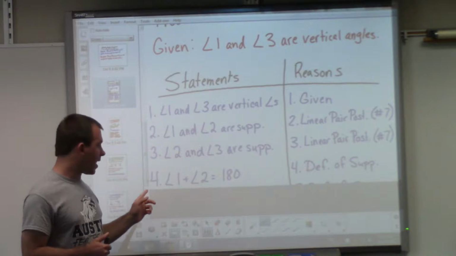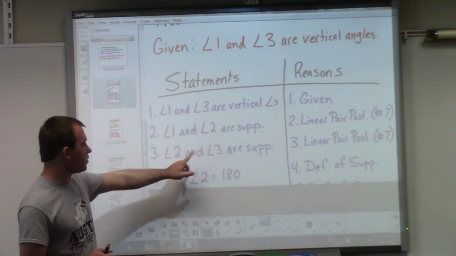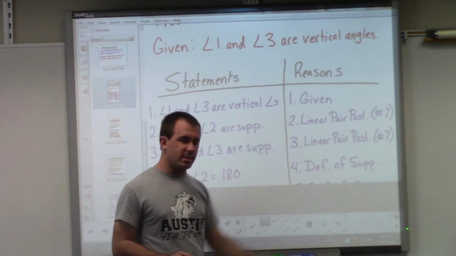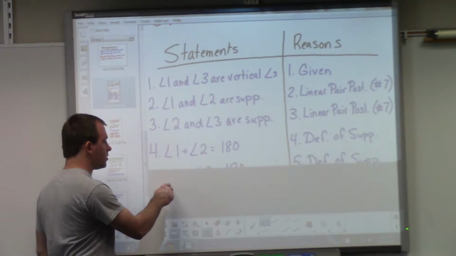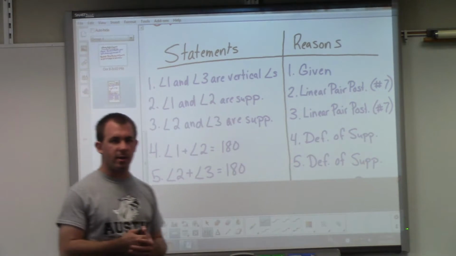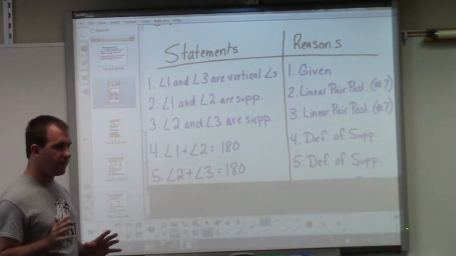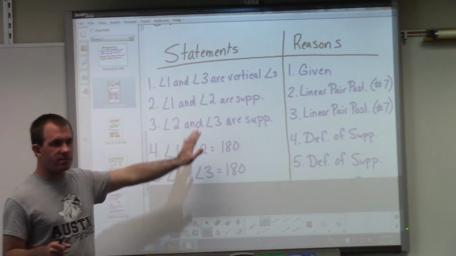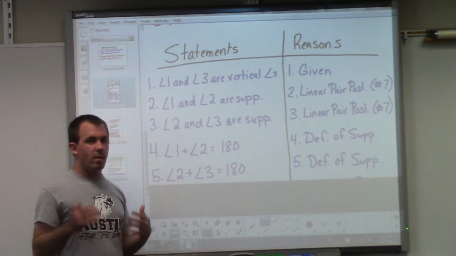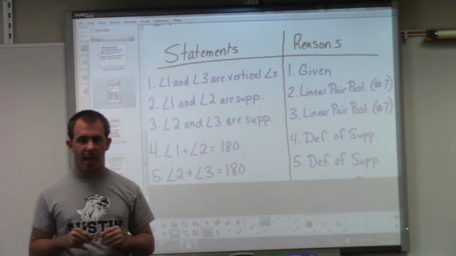So what's next? We've got angle 1 plus angle 2 is 180. Yes, angle 2 and angle 3 will add together and equal 180 as well for the same exact reason. So angle 2 plus angle 3 equals 180 by the definition of supplementary. So now, we've been using a lot of stuff from the past here, from quite some time ago. But now we got to think what we just learned recently before this test that we had.